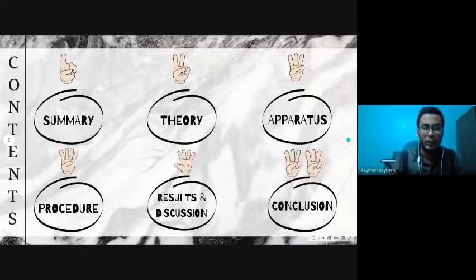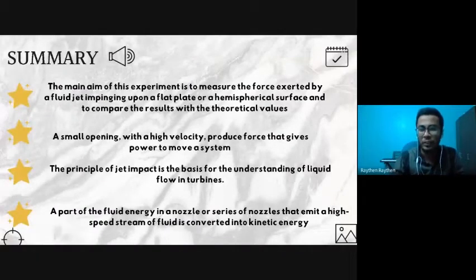So these are the contents of our report. First, I will start off with the summary. The jet effect is a system that makes it possible to compute the force generated by a water jet that affects a flat plate or hemispherical surface. The main aim of this experiment is to measure the force exerted by a fluid jet impinging upon a flat plate or hemispherical surface and to compare the results with the theoretical values.